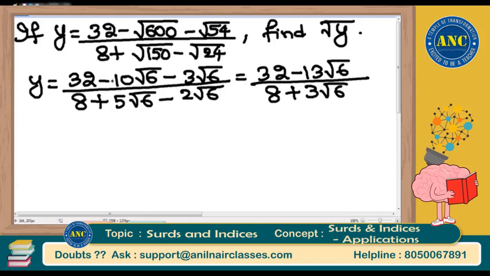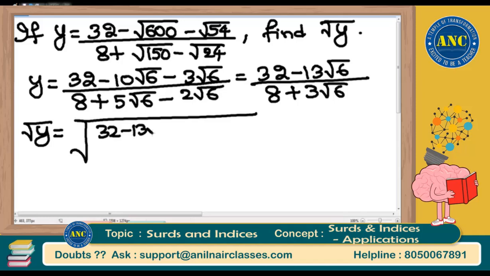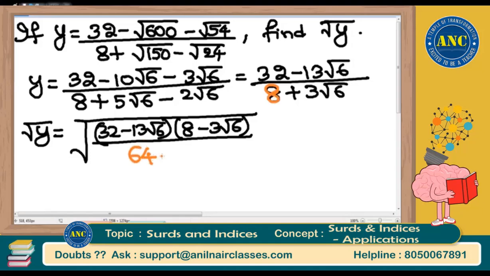Now what I will do is, root y I need to find. That root I will take at the last step. Root y is nothing but root of, I will rationalize this term. So this is 32 minus 13 root 6, and the denominator will become 8 minus 3 root 6. If I rationalize, it will come to the numerator. Denominator is a square minus b square. 8 square is 64 minus 3 root 6 whole square. 3 root 6 whole square is 9 into 6, which is 54.